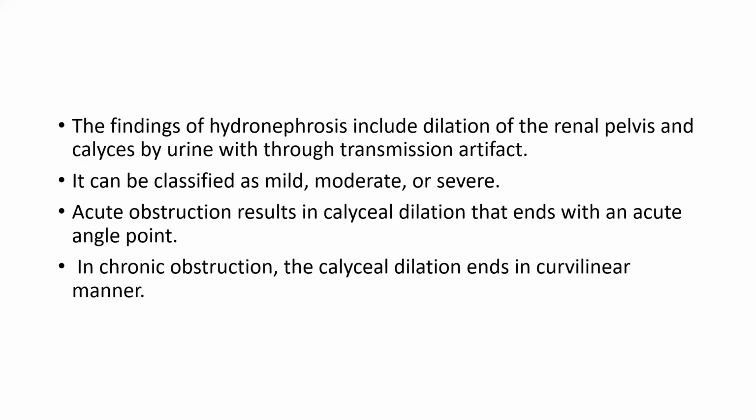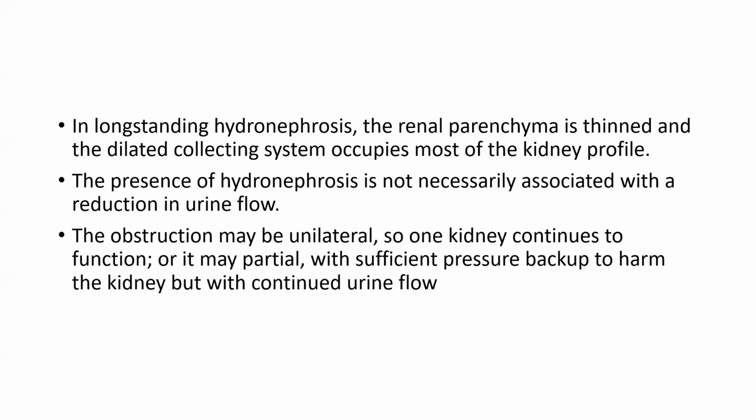Acute obstruction results in calyceal dilatation that ends with an acute angle point. In chronic obstruction, the calyceal dilatation ends in a curvilinear manner. In long-standing hydronephrosis, the renal parenchyma is thinned and the dilated collecting system occupies most of the kidney profile. The presence of hydronephrosis is not necessarily associated with reduction in urinary flow. The obstruction may be unilateral, so one kidney continues to function, or it may be partial with sufficient pressure backup to harm the kidney but with continued urine flow.